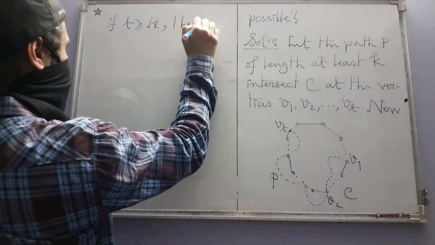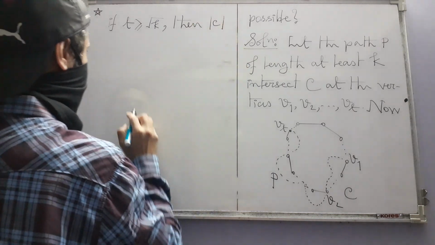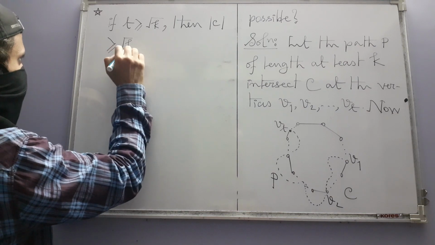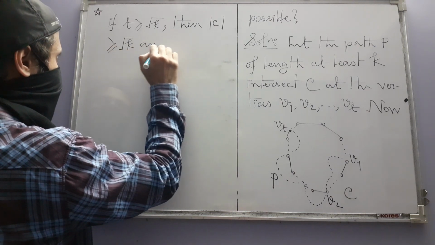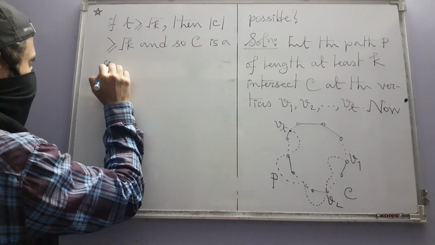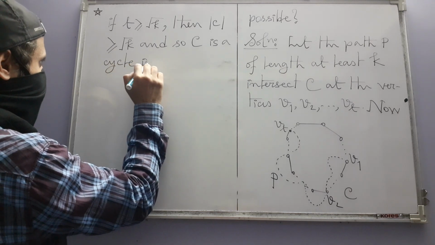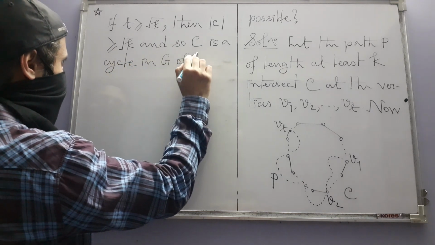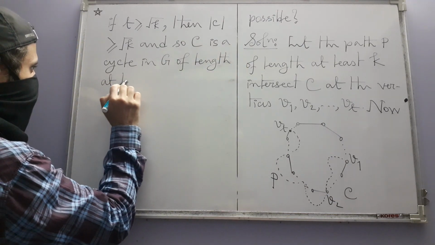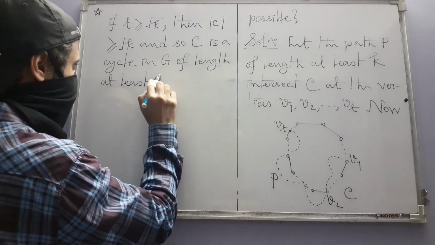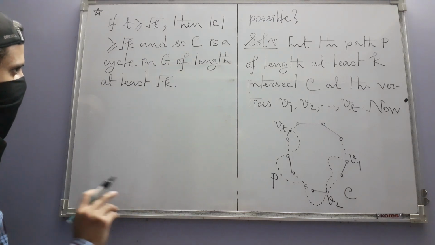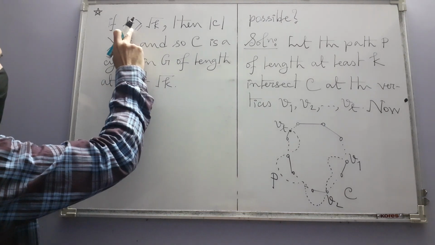Then the number of vertices of C is at least root k, and so C is a cycle in G of length at least square root of k, and the thing ends here. But that happens only if we have this.